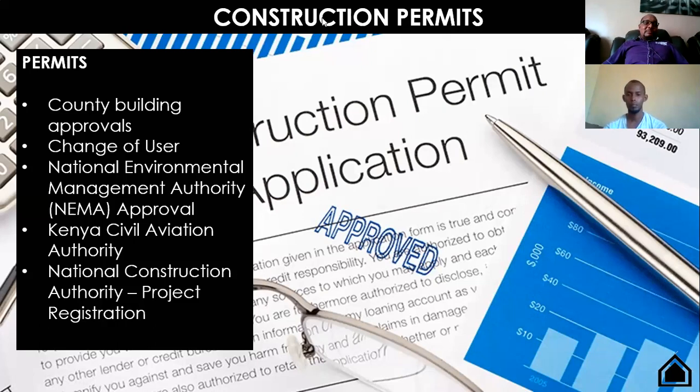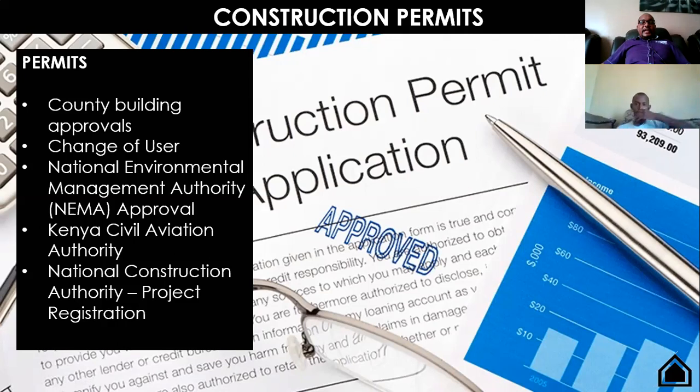And then the other permit would usually be change of user. If you are trying to develop something that is different from what had been set or the zoning guideline had given for that area, then you definitely need to carry out a change of user. And for the change of user, we had mentioned that you'd require a planner to be able to do that.